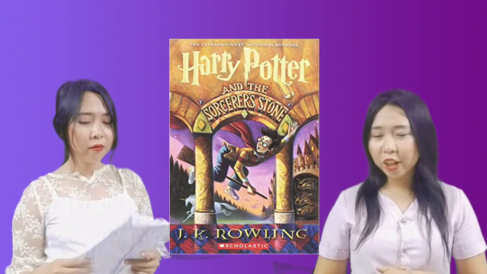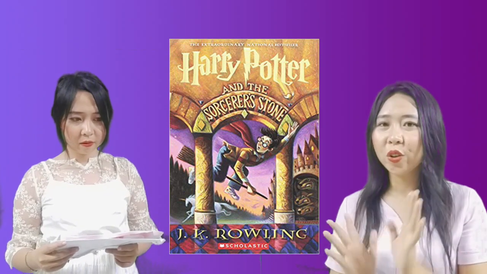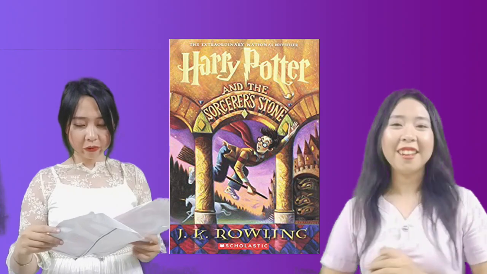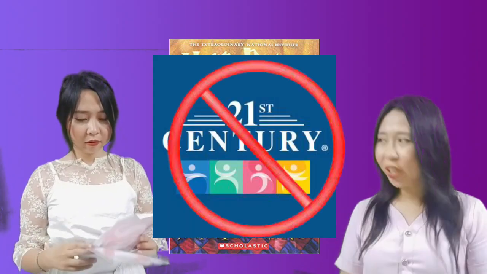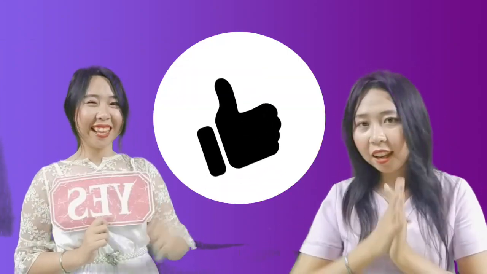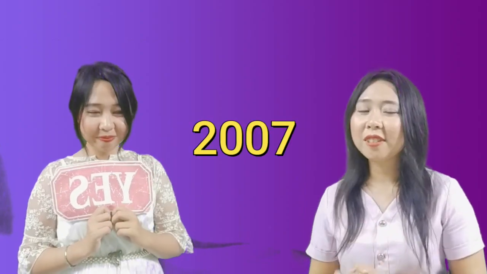Yes, this will be a little bit hard, but I'll try my best. Okay, ready? Alright, the first one is Harry Potter and the Sorcerer's Stone. That is the very first book of the Harry Potter series. Is it 21st century or not? Time is up. Alright, the correct answer is yes. It was published in the year 2007, so that makes it part of the 21st century literature.